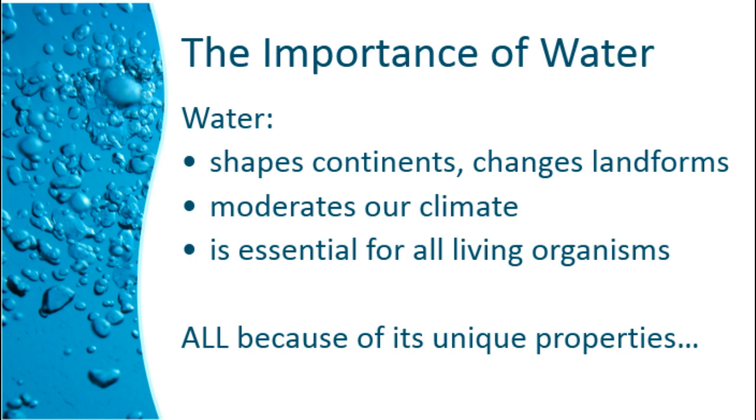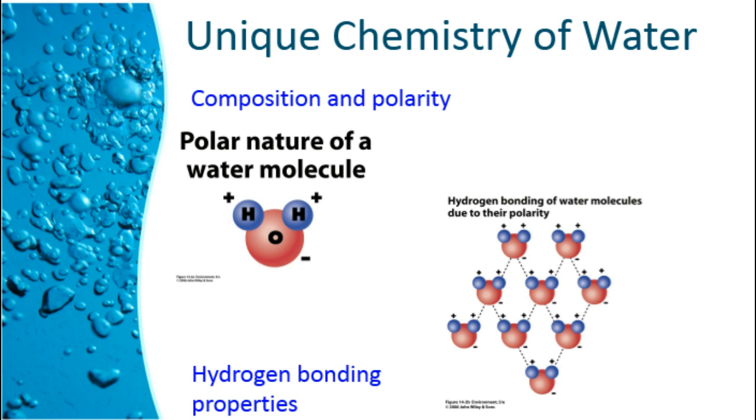Now, water is so important because of its chemical properties. And the most important chemical property of the water molecule is its polarity. Its polarity allows it to hydrogen bond to other water molecules and to other compounds. So I want you to pause here for a second and go and watch that 3-minute video that I gave you the link for, and that's going to explain why this polarity and hydrogen bonding is so important.